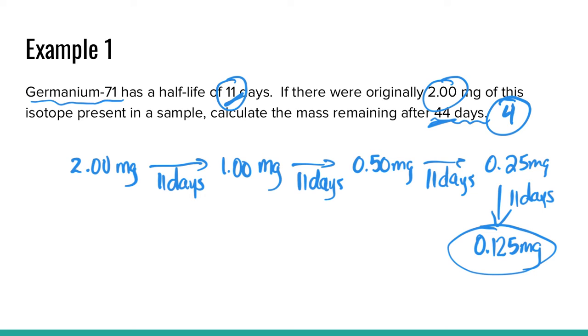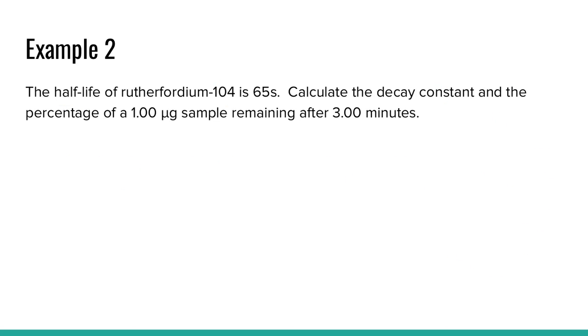So really sort of simple, easy way to go through that calculation. Our second example, we've got a half-life of Rutherfordium-104 is 65 seconds. We want to calculate the decay constant and the percentage of a 1 microgram sample remaining after 3 minutes.